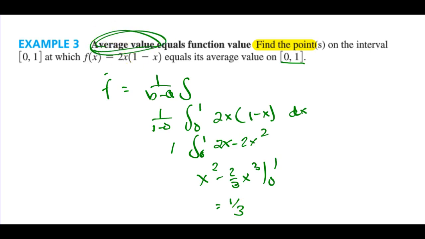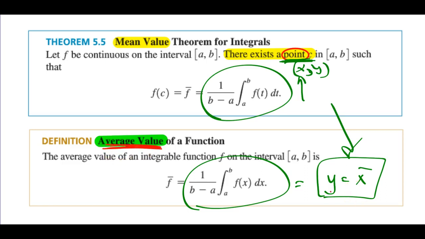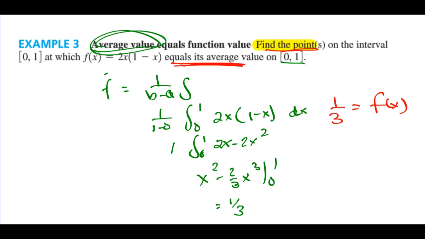And you may think we're done, but it says find the points on the interval at which it equals the average. So you want that 1/3 to equal the function. Find out where that 1/3 is f of x. So we're moving from the average value, which was 1/3, but now it doesn't ask for the mean value directly, but kind of indirectly it does. It's saying find some point c so that it creates the average. So all you do is set that average value equal to the function itself, 2x(1 minus x).